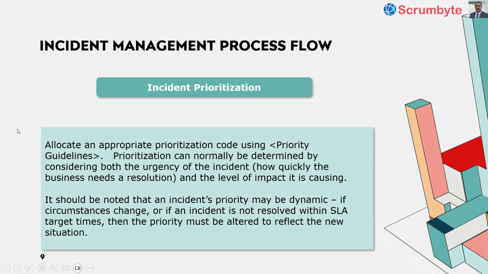Next is incident prioritization. This is very important. So what type of incident is it? Is it something that is very critical? Is it a P1? That is priority one, the highest priority. Like, hey, this has to be fixed, otherwise something is going to go terribly wrong.